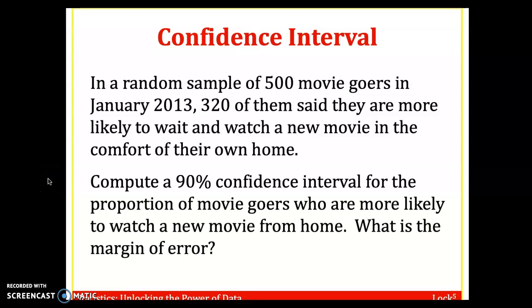All right, we take a random sample of 500 moviegoers in January 2013. 320 of them said they are more likely to wait and watch a new movie in the comfort of their new home. If we want to compute a 90% confidence interval for the proportion of moviegoers who are more likely to watch a new movie from home, I also want to know what the margin of error is.